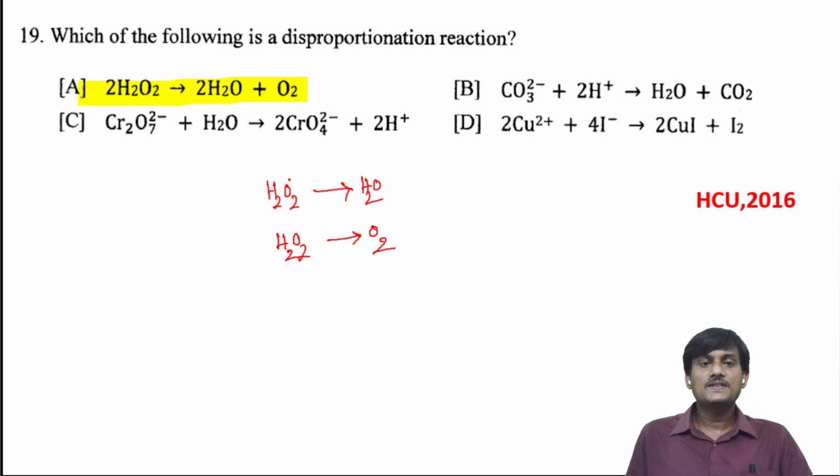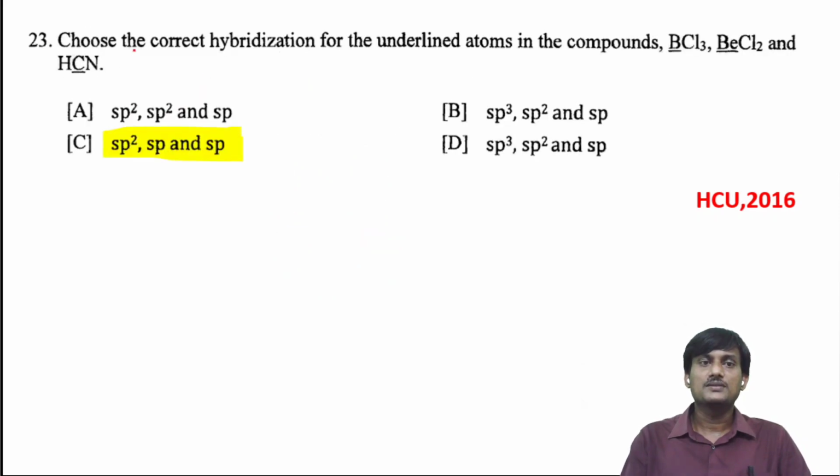In H2O2, the oxidation state of oxygen is -1. In H2O, the oxidation state of oxygen is -2. There is a decrease in oxidation state, so this one is reduction. Here -1 to 0, there is an increase in oxidation state, so it's an oxidation. The same H2O2 undergoes both oxidation and reduction, so the first reaction is a disproportionation reaction.